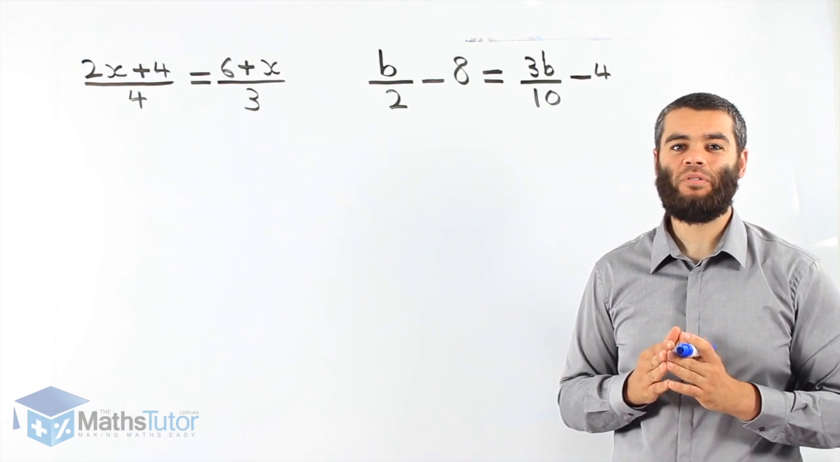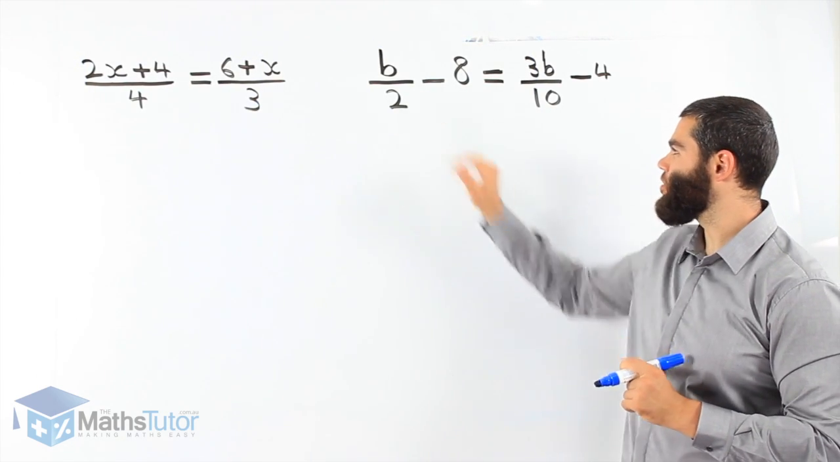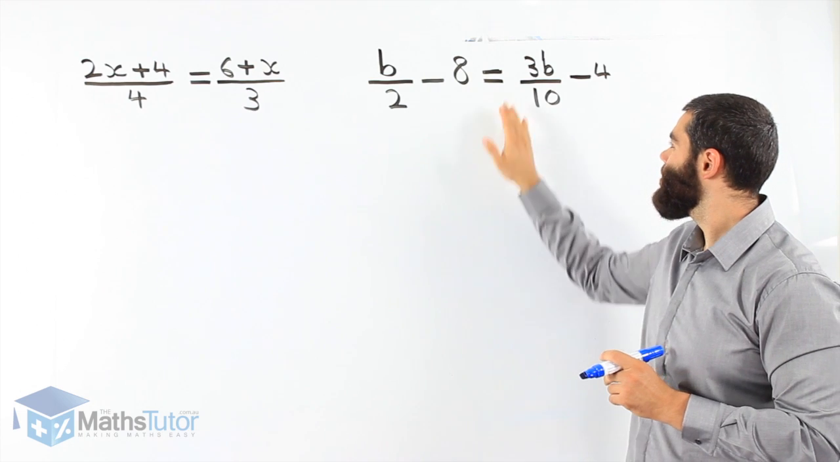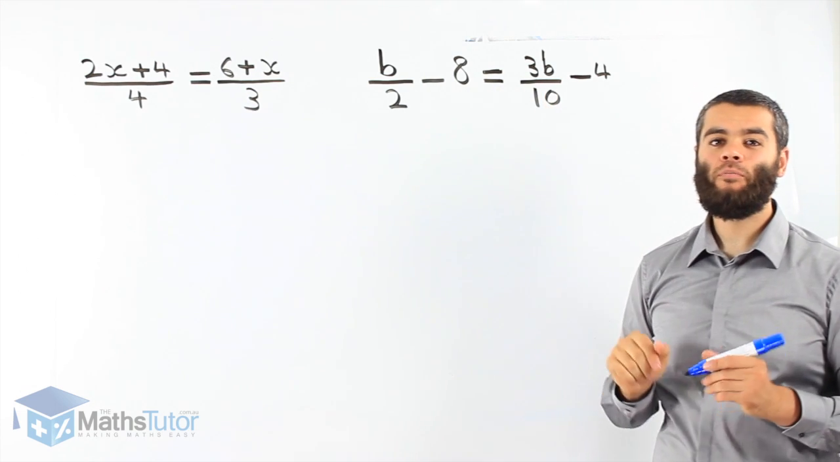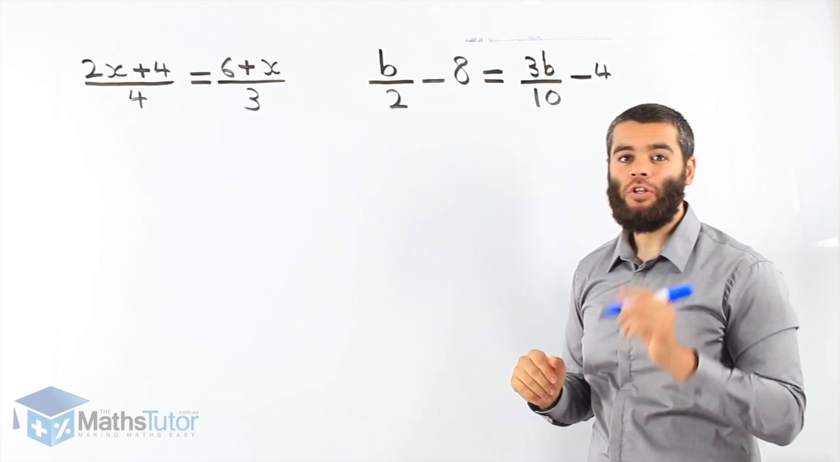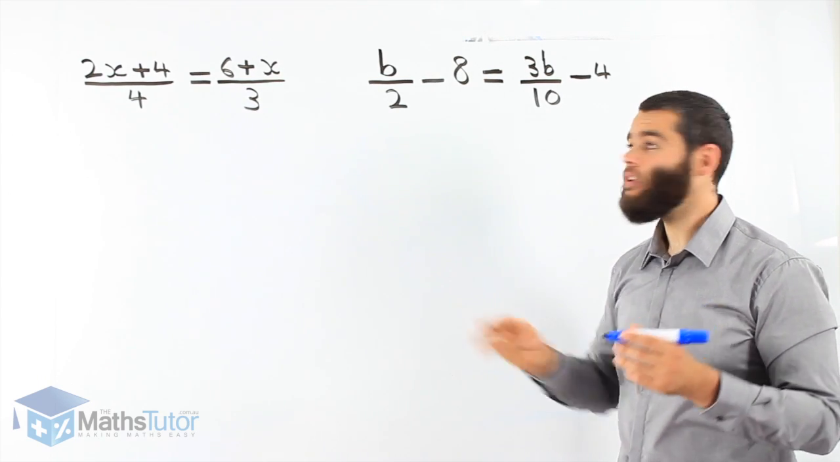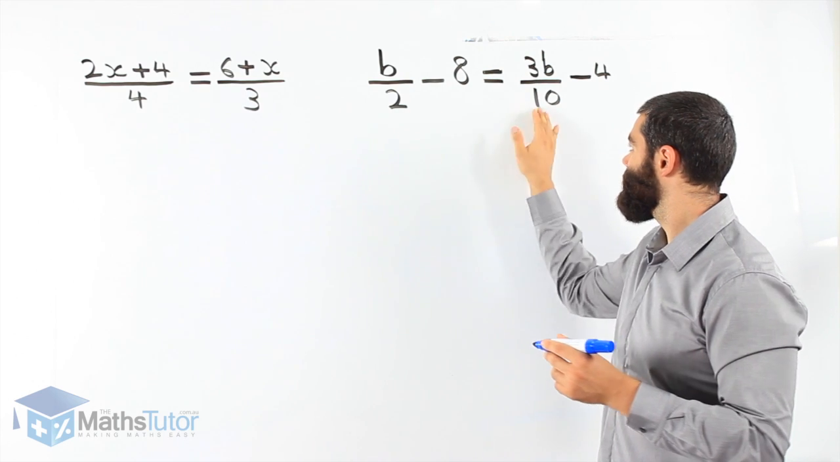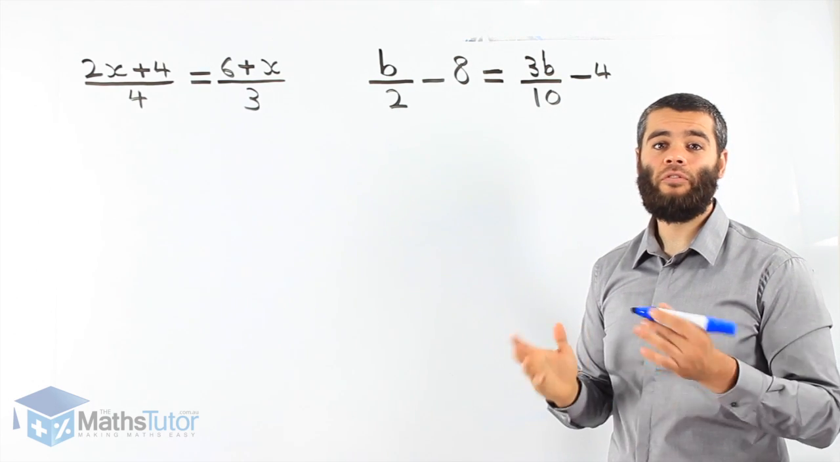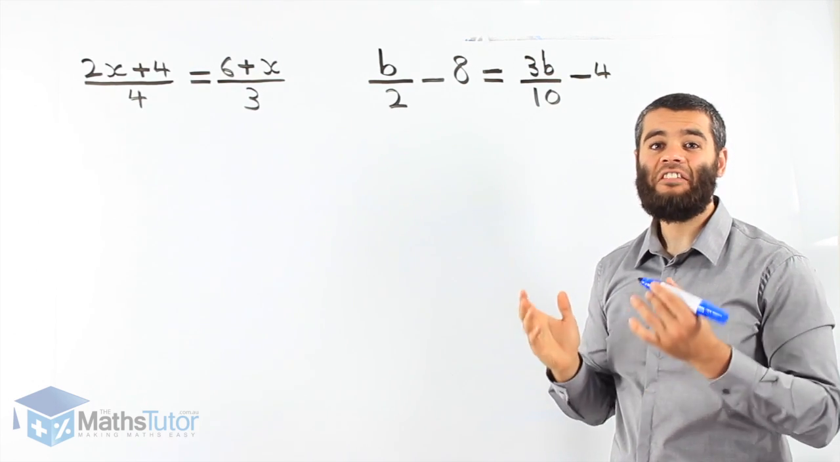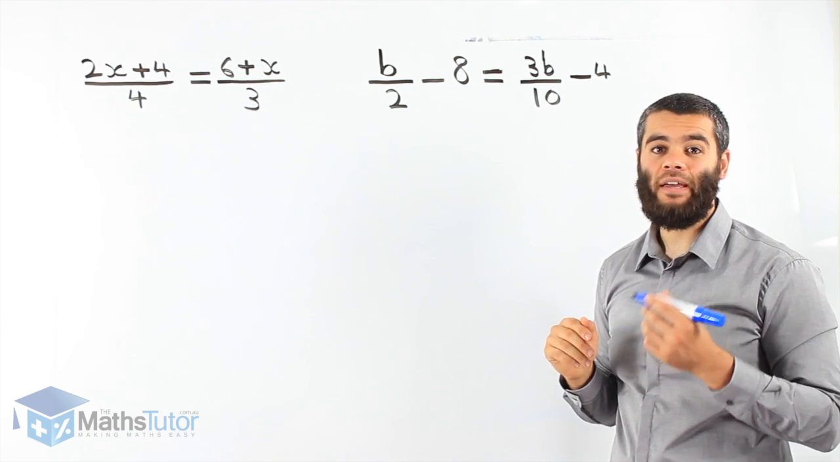The next example, let's see this one. b over 2 minus 8 equals 3b over 10 minus 4. Once again, you can recognize and identify it's an equation with fractions with 2 denominators. Sometimes we can even have 3 denominators. It doesn't really matter, as long as we multiply the denominators together first.